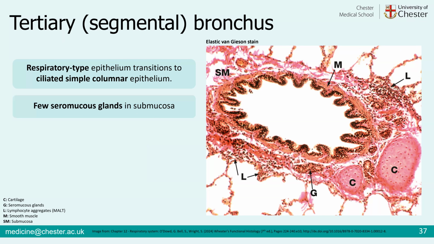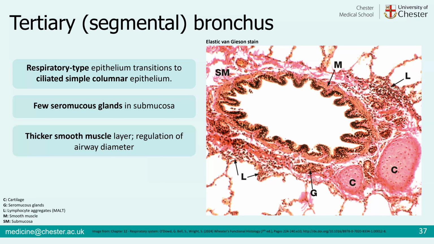Again, we're seeing fewer seromucous glands in the submucosa as we go down. Relative to the overall thickness of the airway, we see proportionally thicker smooth muscle. So that's labeled here. This stain in particular stains muscle. It's not the best stain, but it stains it an orangey color. So you can see compared to the last one where we had a few piddly fibers of muscle, we now see a much thicker layer of muscle.